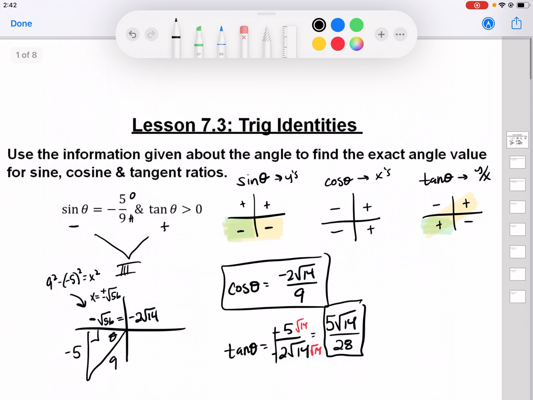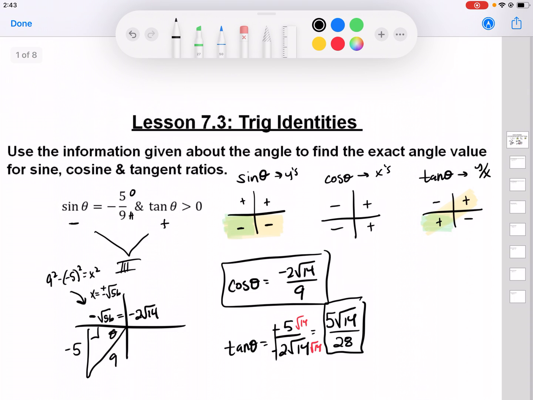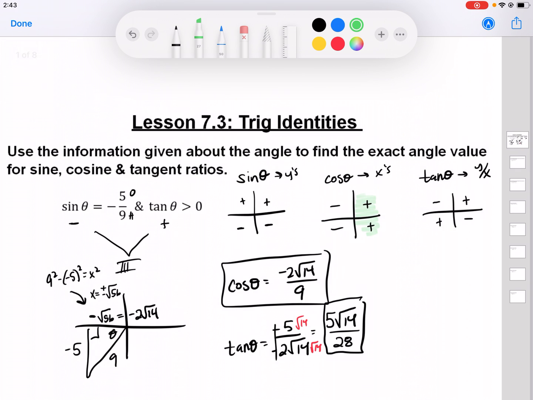Let's go ahead and do another one of those. Okay, so this time our cosine is positive, but our sine is negative. So I'm just going to come back to this. If we have a positive cosine, it's going to be one of these two. But we have a negative sine. So the place where it matches up is in the fourth quadrant for these.